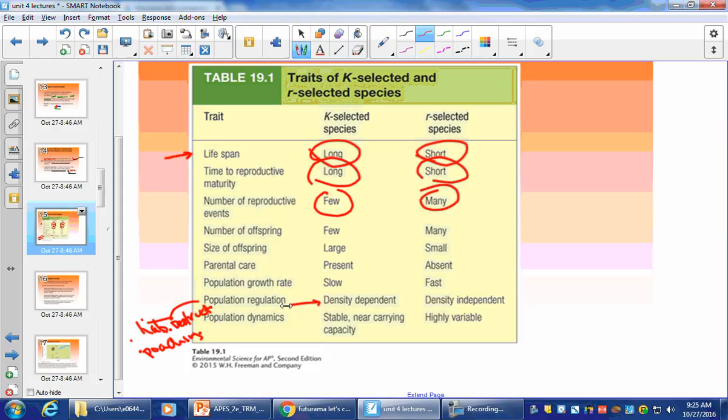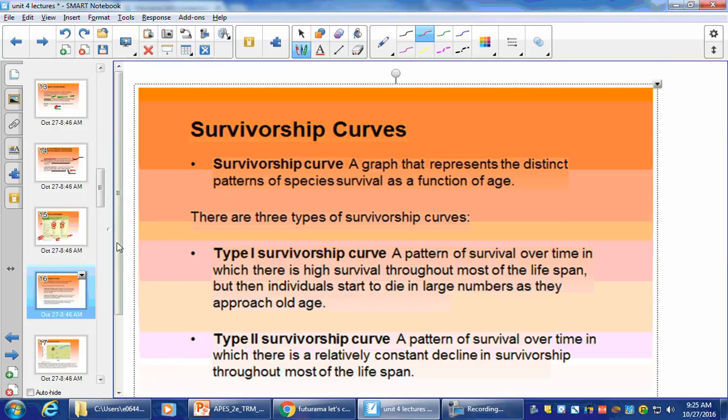These guys are not going to recover as quickly. The K-selected are not going to recover as quickly. And so they have a much higher probability of becoming extinct than R-selected species, such as rats, mice, rodents, things that humans consider pests. Population dynamics are highly variable. This is when you get that die-off curve. Stable near carrying capacity, and it's carrying capacity right there. Okay, let's take a look at some other stuff here.